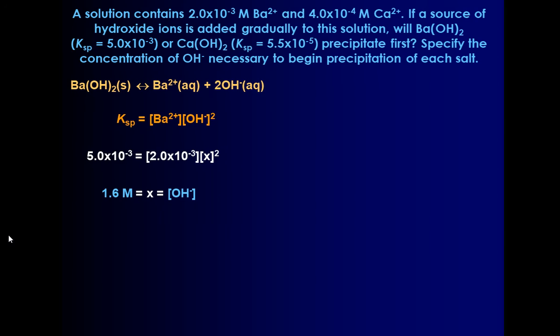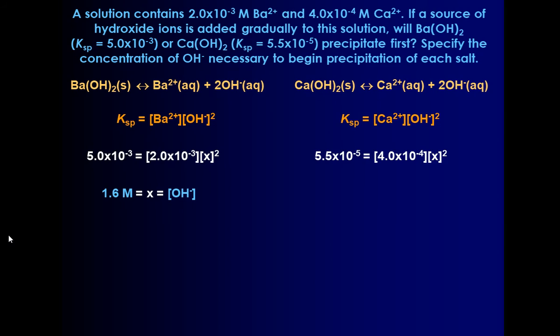The calcium hydroxide equation is going to look a lot like the barium hydroxide equation since they're both in the same group, and the KSP expressions are going to look very similar as well. We have the KSP value for calcium hydroxide, 5.5 times 10 to the negative fifth, and we have the calcium concentration, 4.0 times 10 to the negative fourth. When we go through and do the math, we get that the hydroxide concentration needed to allow calcium hydroxide to precipitate out would be just above 0.37 molar. That being much smaller than the hydroxide that you would need to precipitate the barium hydroxide means that calcium hydroxide would precipitate before the barium.